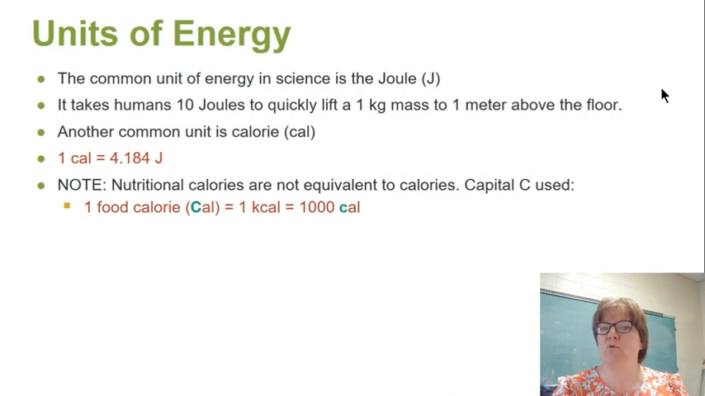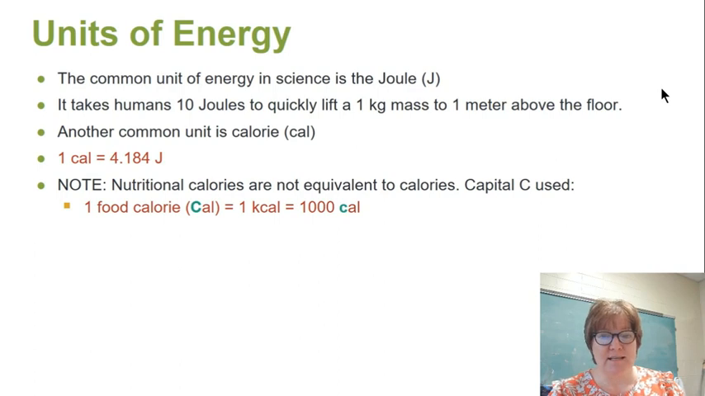Just quickly, let's talk about the units of energy. We're going to really see in this course two types of units, joules and calories, and they are related. If we know how many joules, we can convert it to calories. It's about 10 joules if you were to take a 1 kilogram mass, so about 2 pounds, and lift it very quickly up to 1 meter above the floor, a little bit close to a yard. So that's not too much, but of course it does add up. 1 calorie is equal to 4.184 joules.